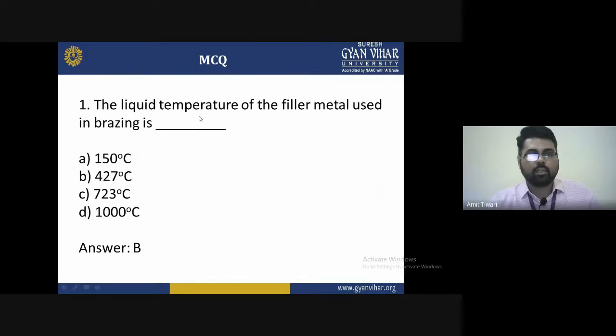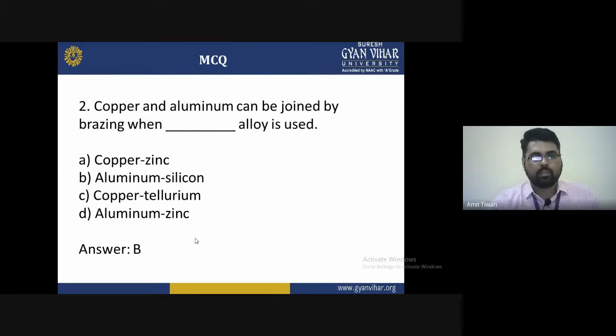First, the liquidus temperature of the filler material used in brazing is as follows: 150 degrees Celsius, 427 degrees Celsius, 723 degrees Celsius, and 1000 degrees Celsius. The correct answer is B, 427 degrees Celsius. Second, copper and aluminium can be joined by brazing when which alloy is used? The answer is B, aluminum silicon alloy.